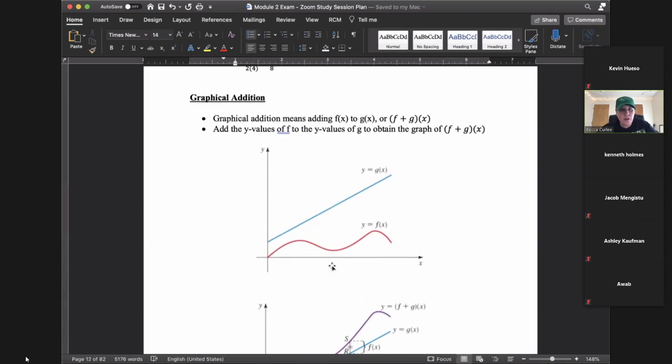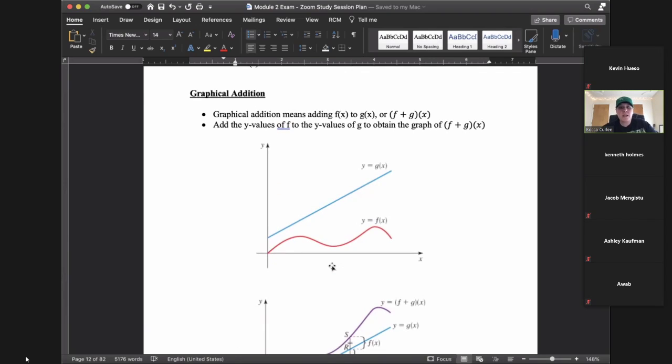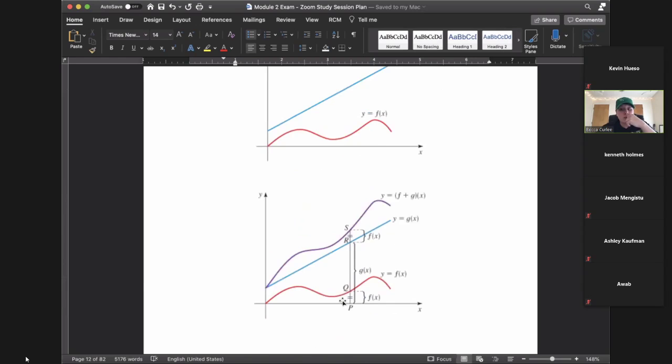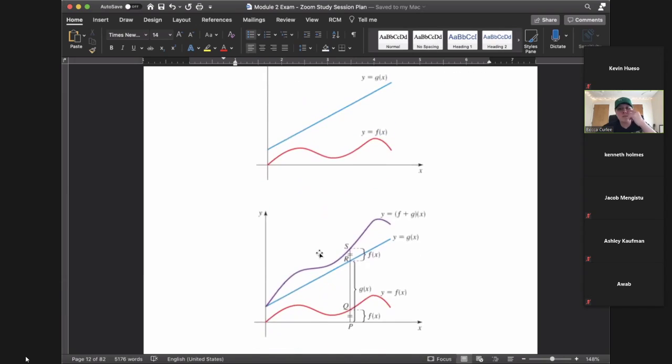So let's go on to graphical addition. Graphical addition means basically just adding two graphs together. When you have f plus g of x, you're adding f of x to g of x. Say this is f of x and this is g of x, and we want to add them together to see what the new graph would be. You're just adding the y values of this one to the y values of this one to obtain the graph of f plus g of x. Say this was equal to 1 and this was equal to 2. Right here, if f of 2 was right here and g of 2 is right here, and we added them together, then that would give us this value right here. So you're just adding the y values together.